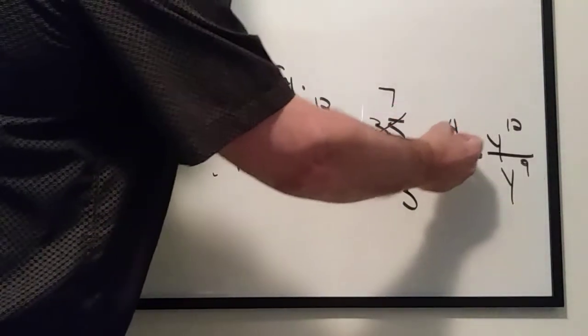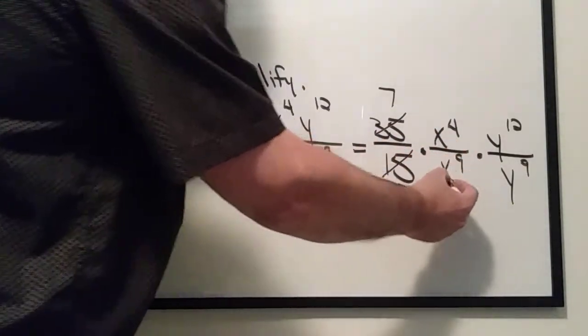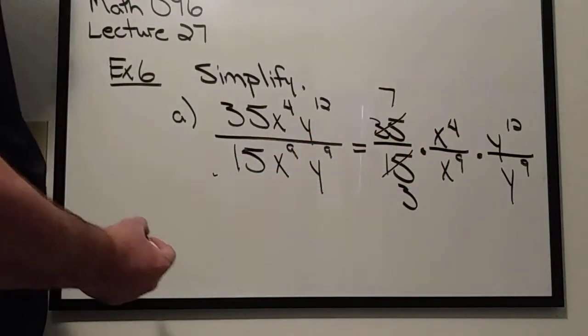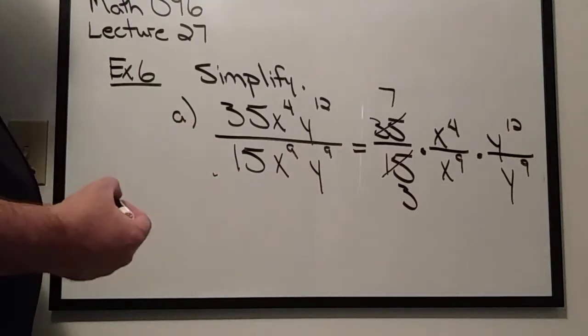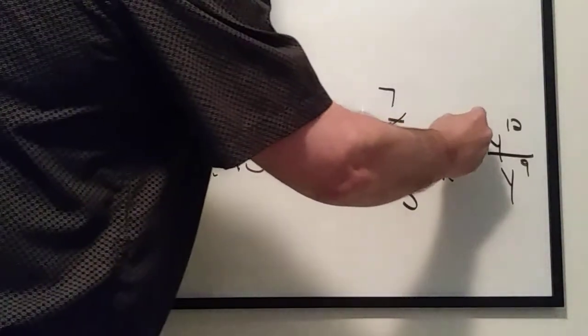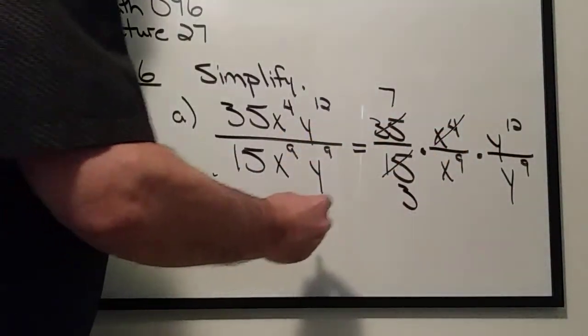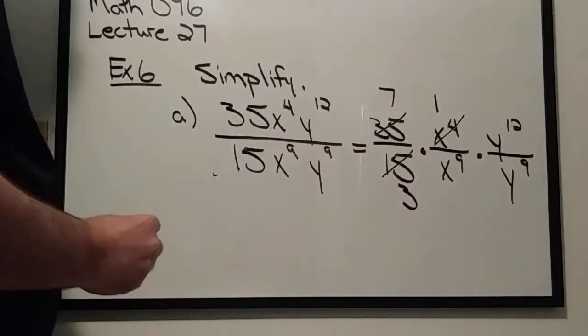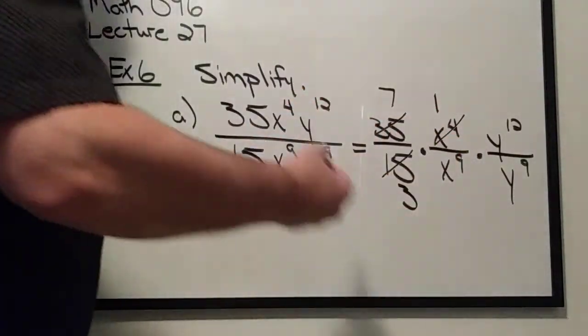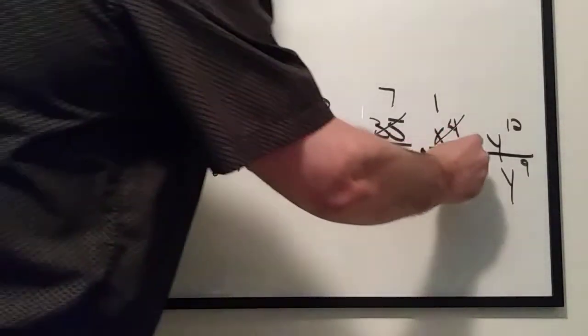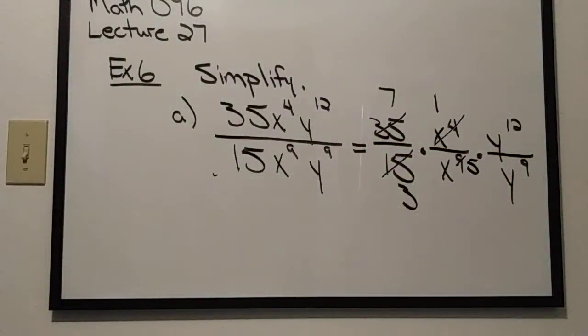So I have 4 copies of the x in the numerator. I have 9 copies of the x in the denominator. That means that I have 4 copies that I can cancel in both places. So if I cancel 4 copies of the x from the numerator, I'm going to be down to the number 1. And if I cancel 4 of the 9 copies out of the denominator, we're going to be down to 5 of those copies.